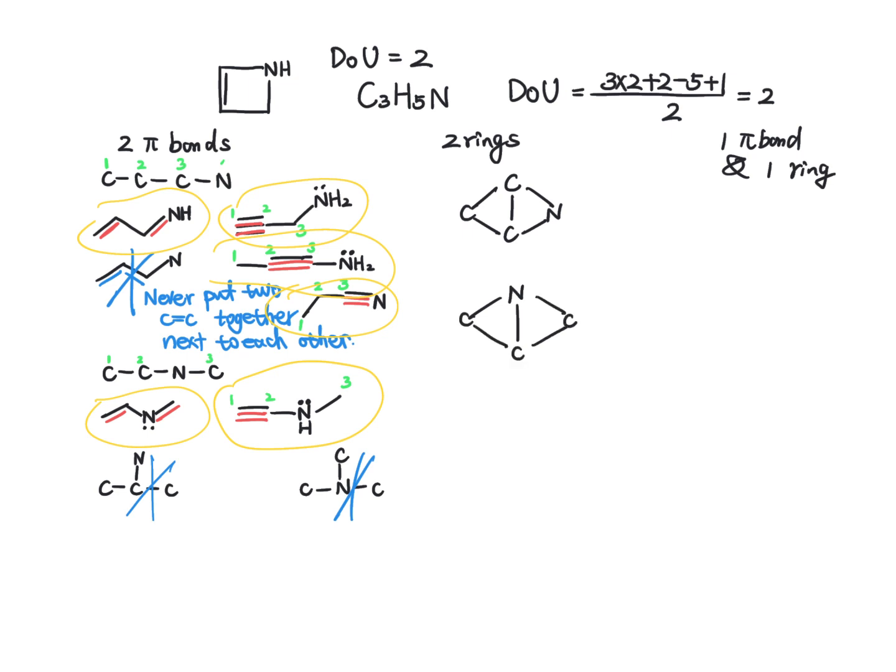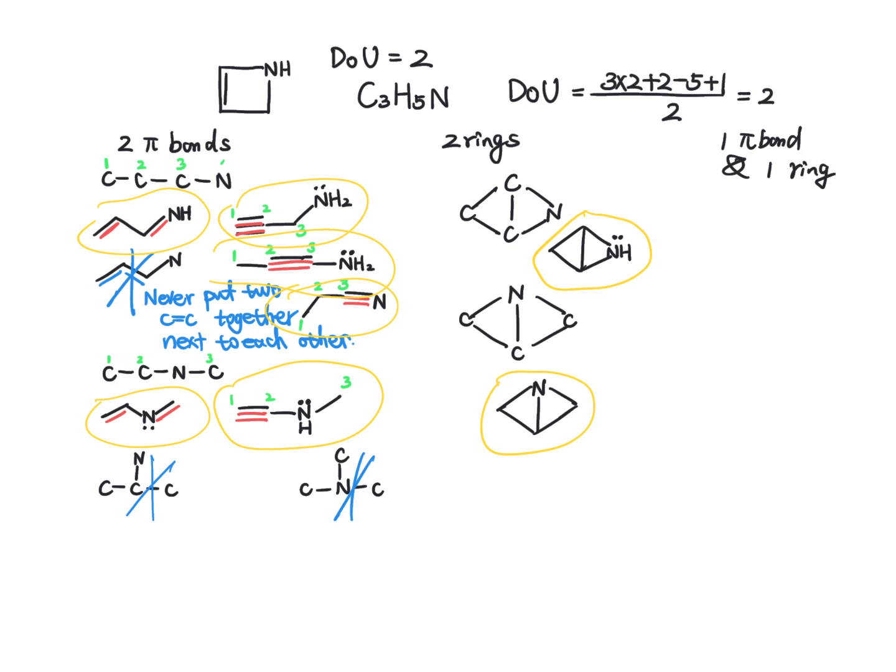So something like this. If we draw it out, the first one looks something like this, pretty crazy looking, and the second one will look like this. So these are the 2 that will have 2 rings. Hypothetically, you can draw it out. This satisfies the degree of unsaturation, the molecular formula.